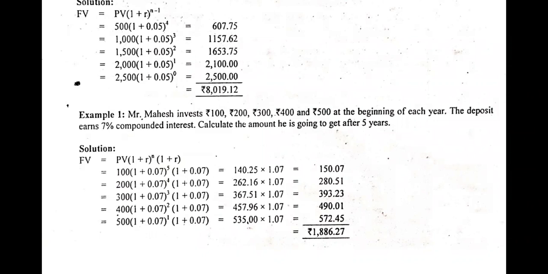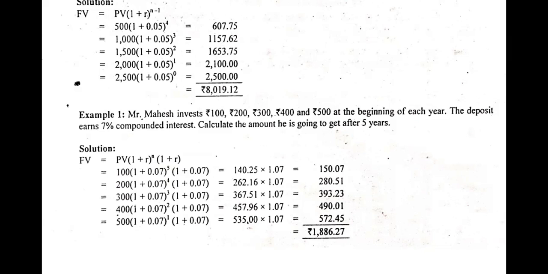That is because it is at the beginning of the year. So we need to add that 1 plus r itself. We should not do n minus whatever. Additionally, add 1 plus r if it is the beginning of the year, and multiply with the total value. Like 140.25 you got for the first year into 1.07, that is fixed, so you will get 150.07.